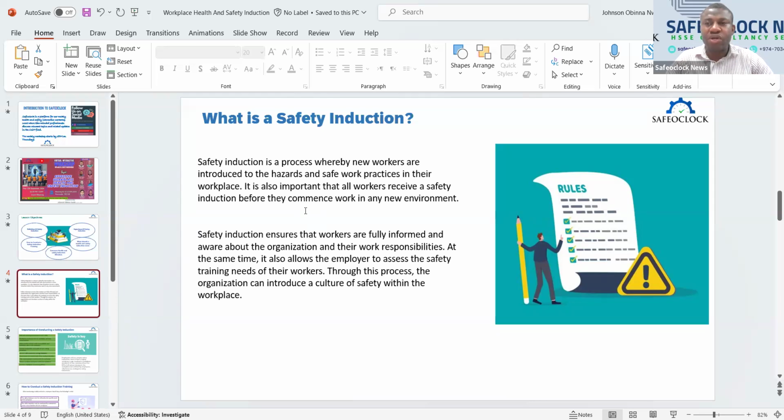So for safety induction to be effective, it should be able to ensure that the new employee, or the inductee, understands the organization's safe work practice, that he understands his roles and responsibilities in that workplace, and he also understands certain procedures and processes that happen in the organization. So that is when we'll say that that induction was effective.